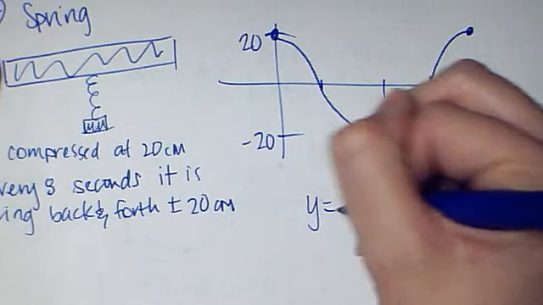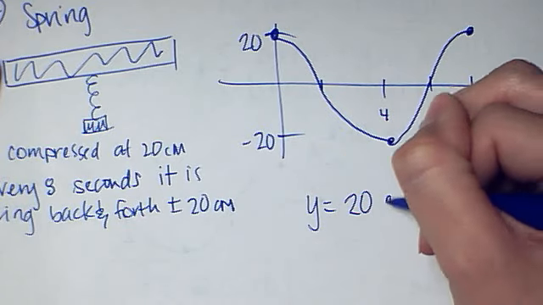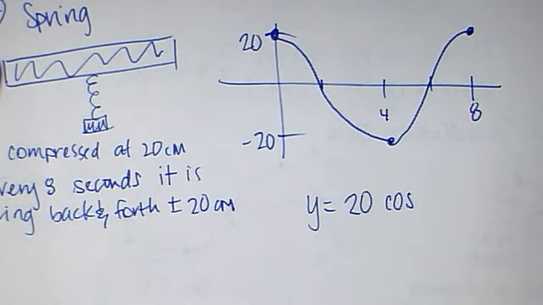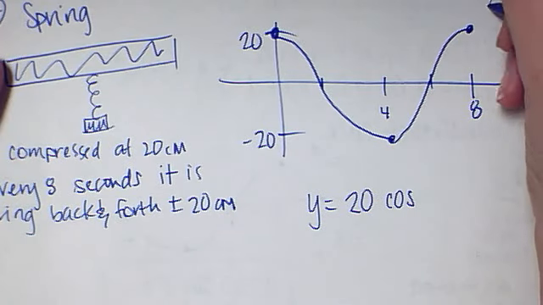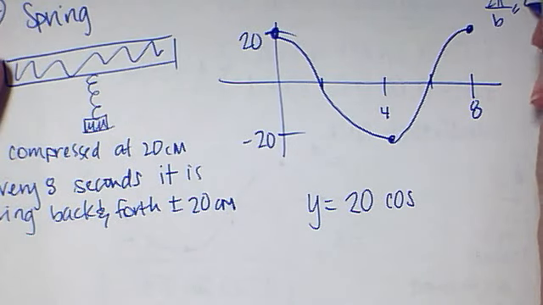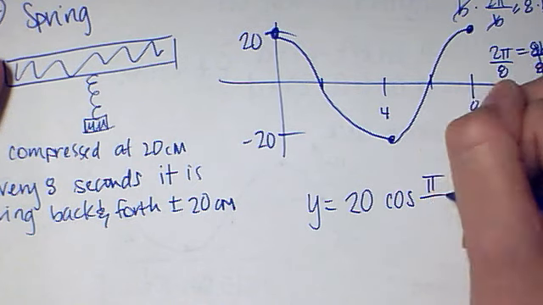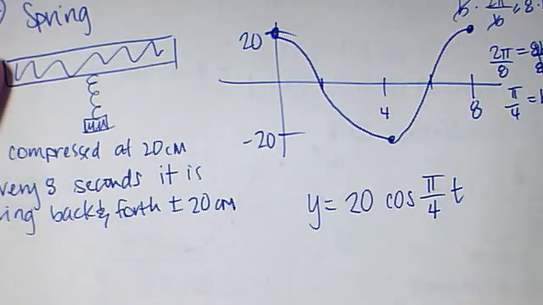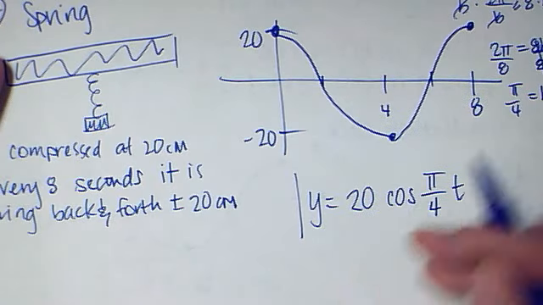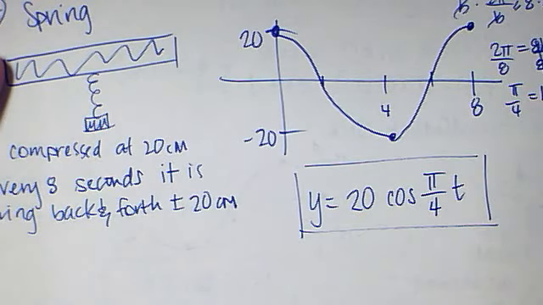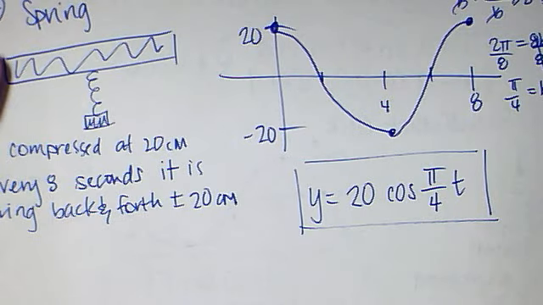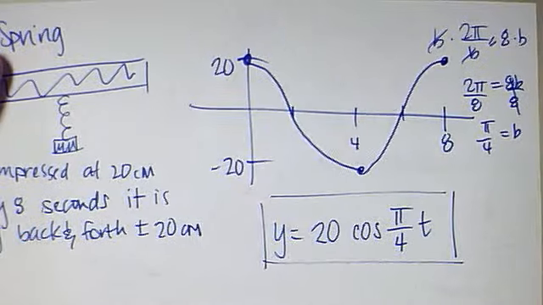If we want to write a formula for this, our amplitude is 20. This most closely represents cosine. To find the new period, I'm going to do 2 pi over b equals 8, and solve for b. And that would be pi over 4 is b. And times t. That would be our time. If you put x there, that would be okay as well. Some people were concerned about the variable. That's a matter of your choosing, so do what makes you most comfortable as far as that's concerned.